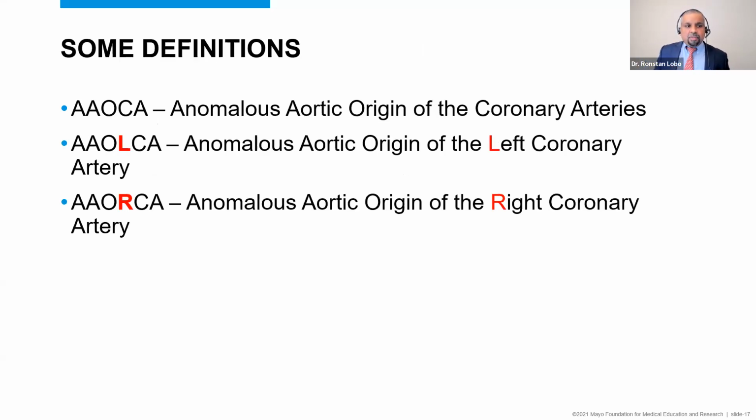Some definitions to get out of the way. When I refer to AAOCA, I'm referring to anomalous aortic origin of the coronary arteries. AAOLCA is the anomalous aortic origin of the left coronary artery. And AAORCA is anomalous aortic origin of the right coronary artery.